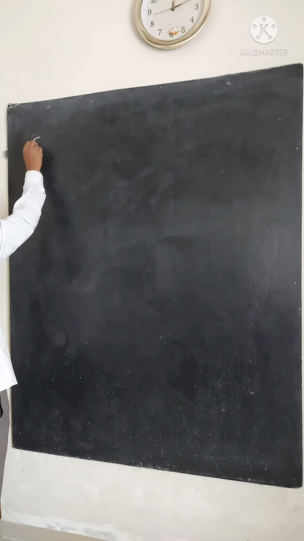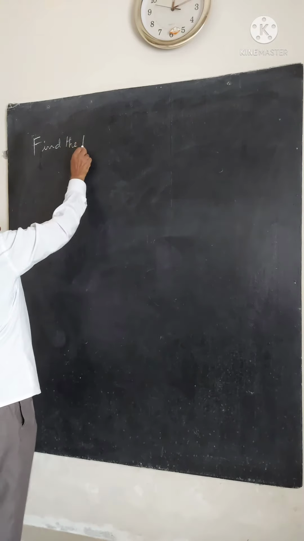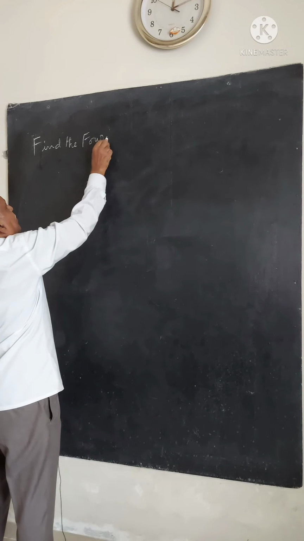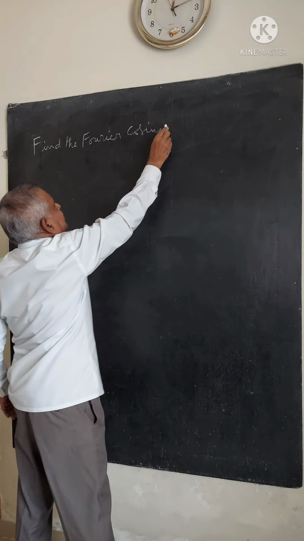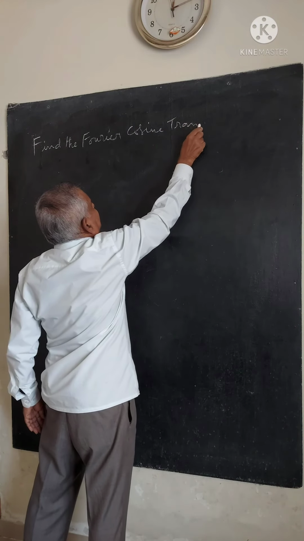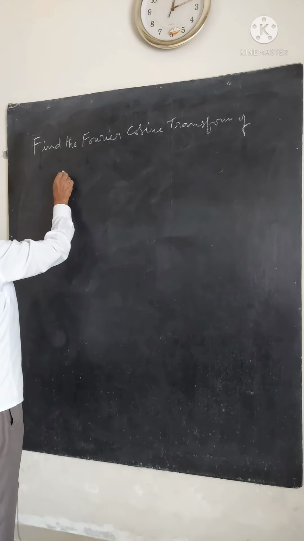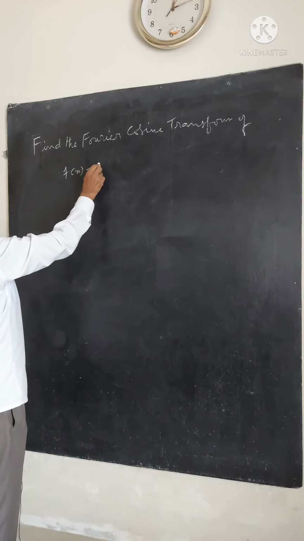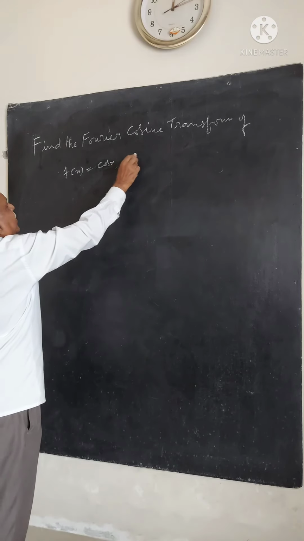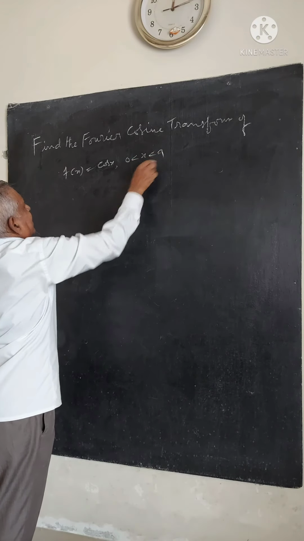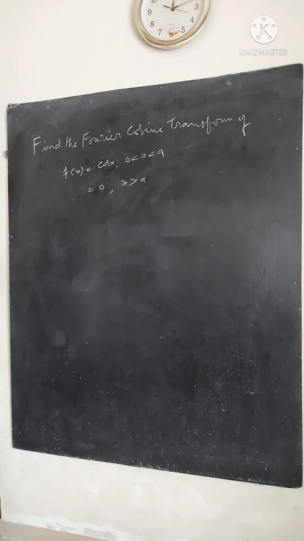Find the Fourier cosine transform of f of x equal to cos x when 0 less than x less than a, equal to 0 when x greater than a.